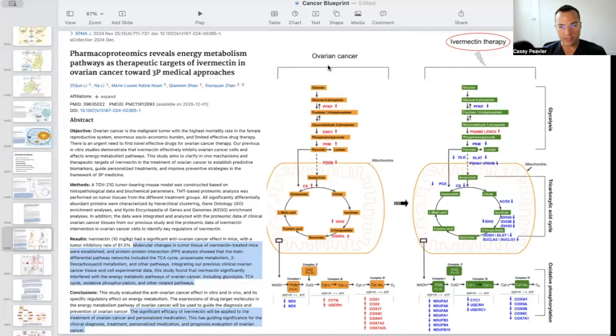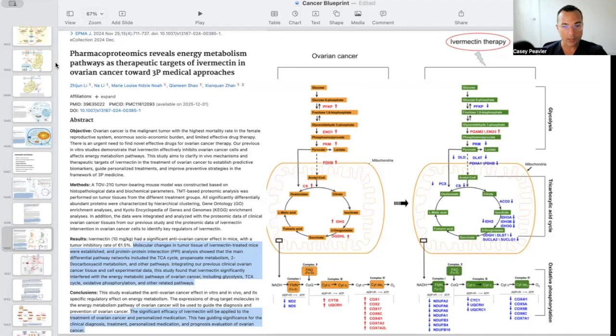We see here that this is an ovarian cancer model, and this paper was published in November of 2024, so fairly recently. Pharmacoproteomics reveals energy metabolism pathways as therapeutic targets of ivermectin in ovarian cancer towards 3P medical approaches.